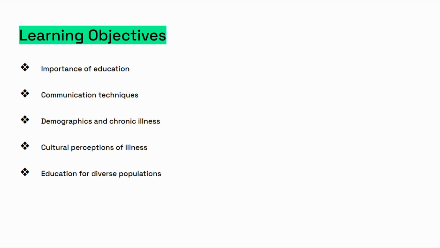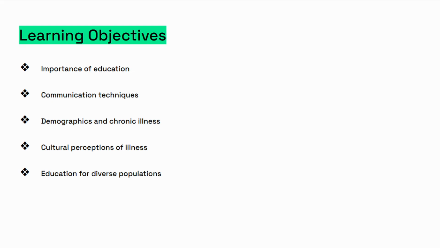Alright, first I will go over the learning objectives that you will be learning about throughout this chapter and give a brief overview of what each objective will be about. The first one will be the importance of education. Patient education is a key component of effective healthcare management. Understanding how to educate patients helps them take responsibility for their own health, make informed decisions, and adhere to treatment plans. This awareness improves health outcomes and strengthens the relationship between patient and provider.